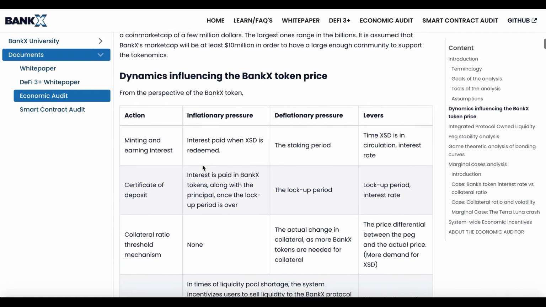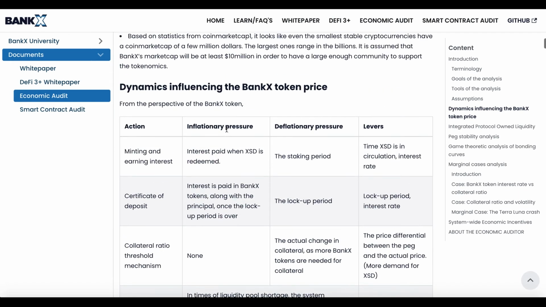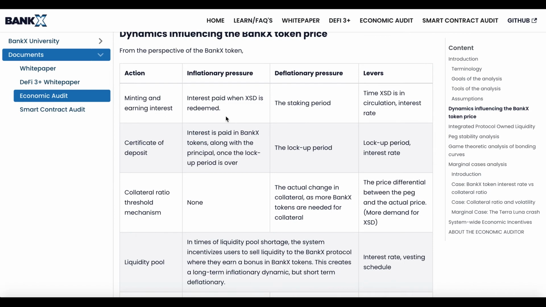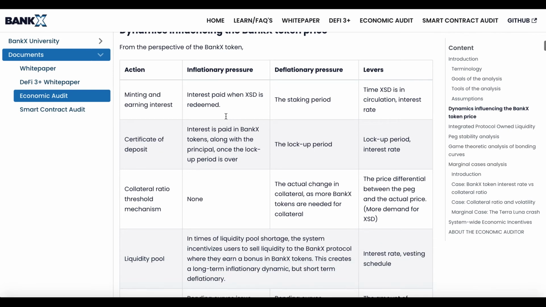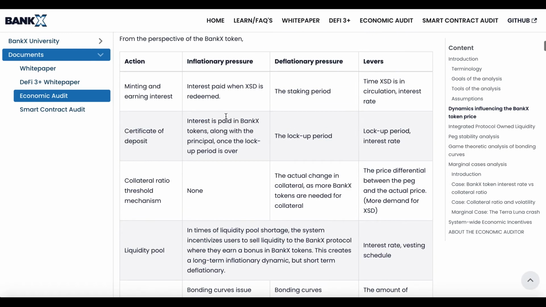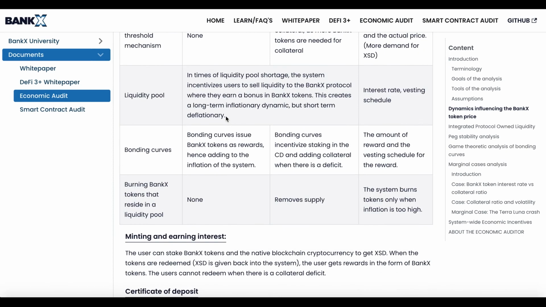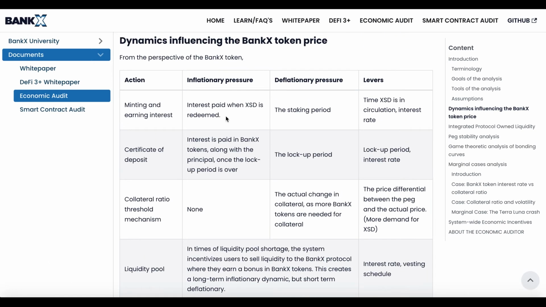And then we start with the analysis, okay? One of the mechanisms that we've used in this audit is creating this table which outlines the forces, inflationary and deflationary, on the BankX token price. So this is a very structured way to see which forces are applied on the token, but also to understand what levers the project has in order to influence those mechanisms. That's not different from studying a real economy and saying, look, these are the inflationary pressures, these are deflationary pressures, and the lever is, for example, the central bank interest rate.